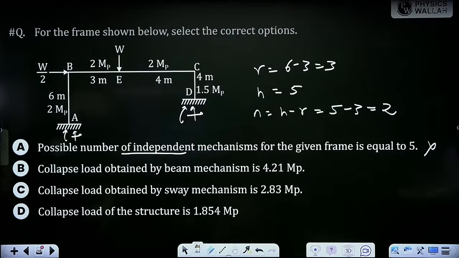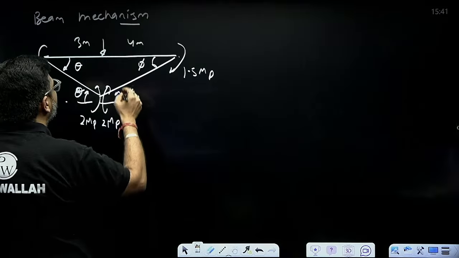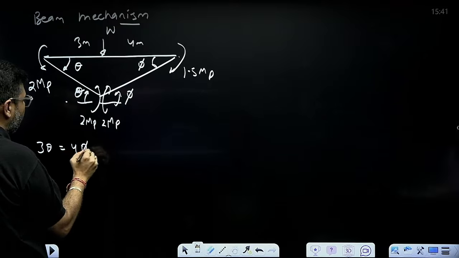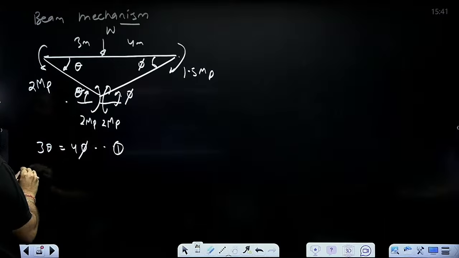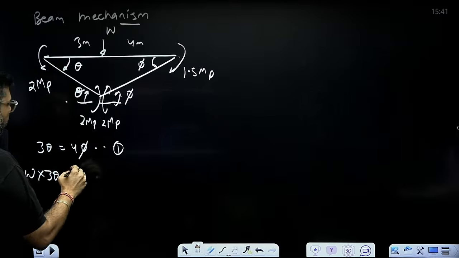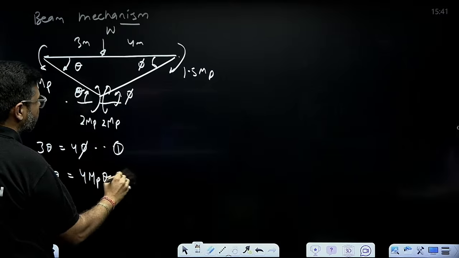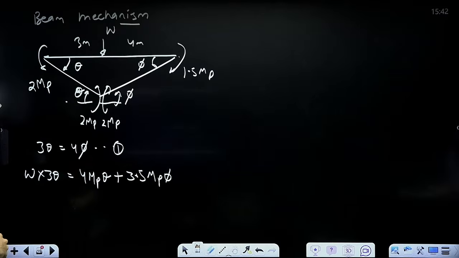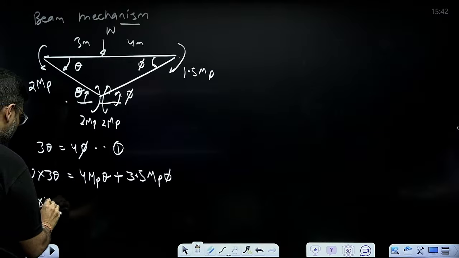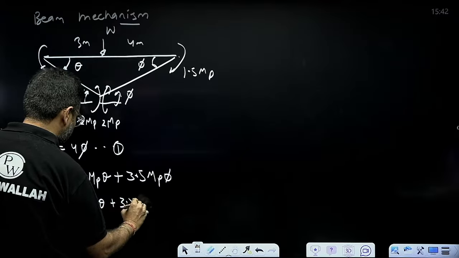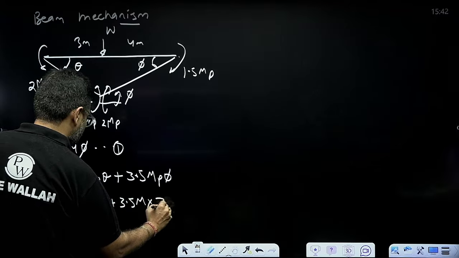First, write down the compatibility equation, then I will proceed further, and W is the load here. So, 3 theta is equal to 4 phi. Now, W into 3 theta is equal to 2 MP theta, 2 MP theta, 4 MP theta plus 3.5 MP phi. Fit phi here, 3 by 4 theta. So, W into 3 theta is equal to 4 MP theta plus 3.5 MP into 3 by 4 theta.